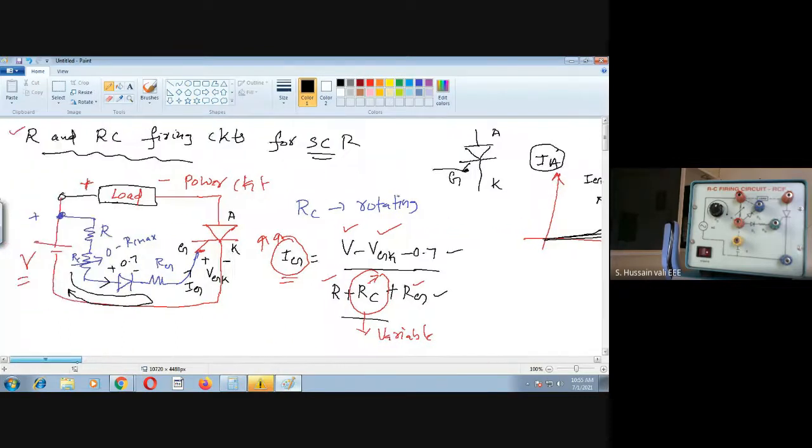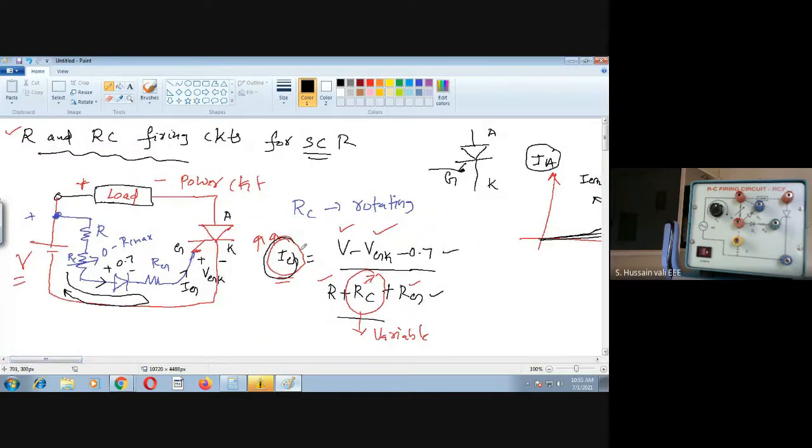So how can I change IG here? I can change IG by varying this RC value. That's it. That's the resistance firing. This is called the R firing circuit. So with the help of R, we will fire the SCR and we will vary the IG also, so that for different values of IG, we will know ourselves what the anode current is.